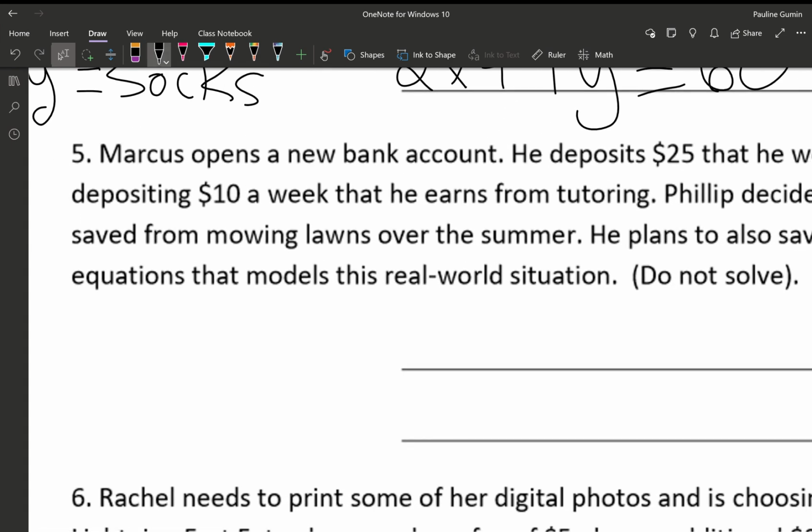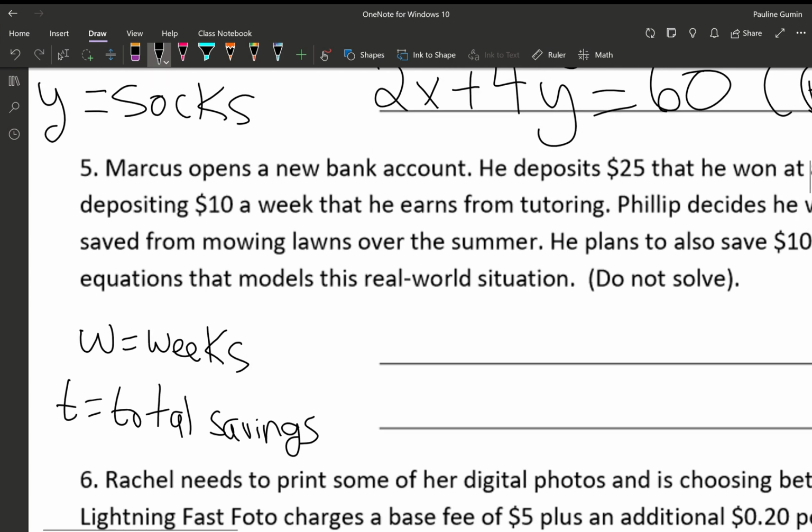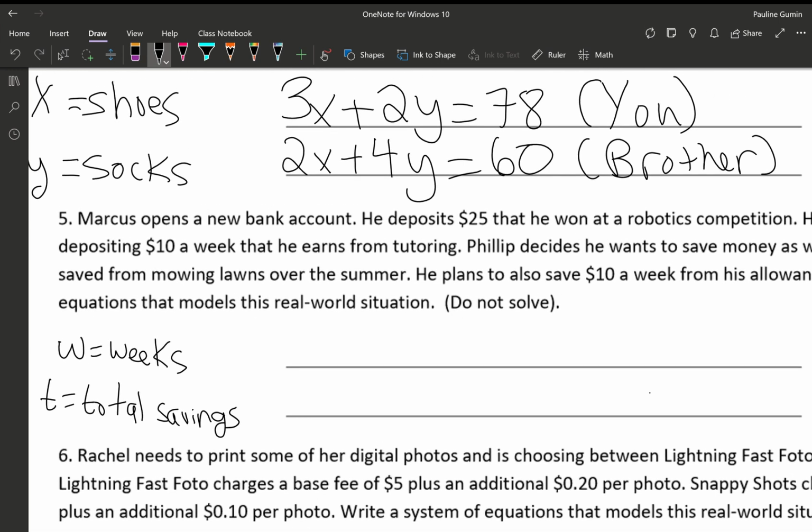Now, we don't know a couple of things. First of all, we don't know how many weeks Marcus or Philip plans to save for. We also don't know what total savings they're looking for. Depending on the amount of weeks that they save for is going to tell us how much they saved. All right, so let's start off with Marcus.